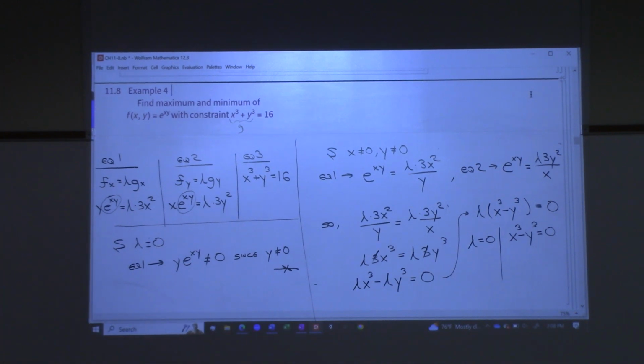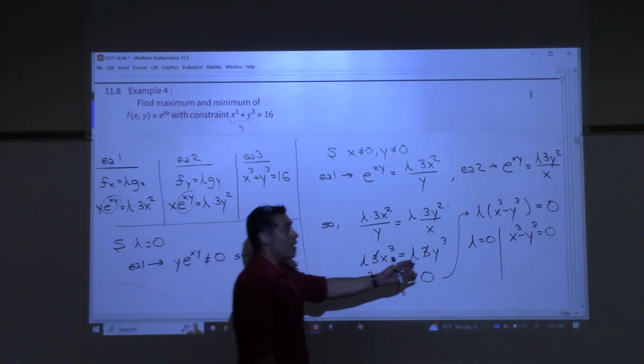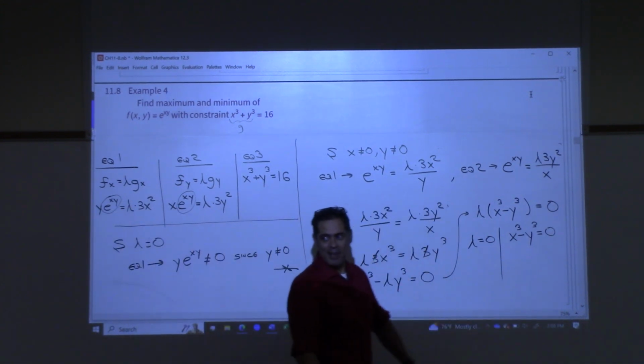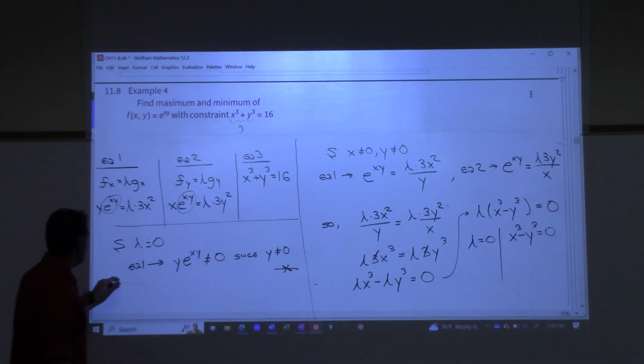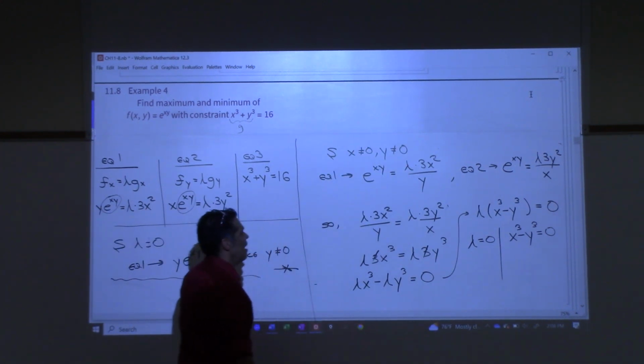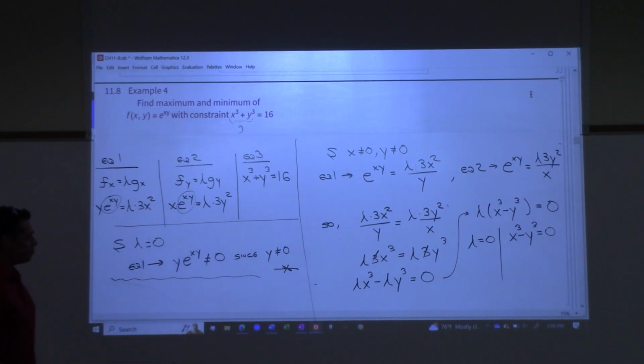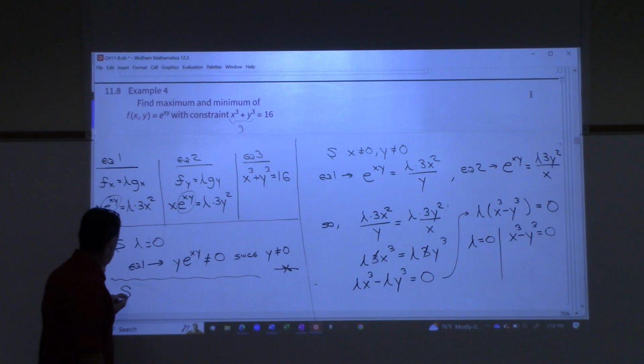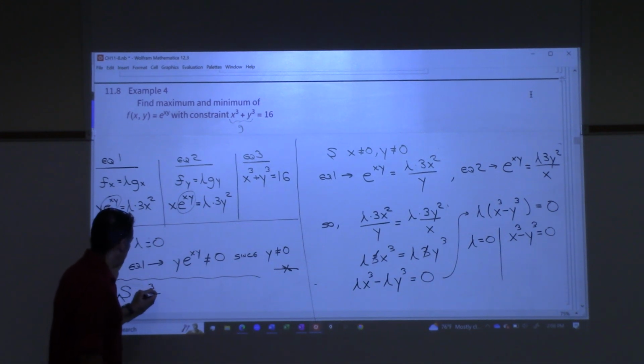So what do I still need to look at? X cubed minus y cubed has to be 0, right? This is like my only hope. This is the only hope I have left, that x cubed minus y cubed is 0. So still within this umbrella, I am now looking at this next scenario. Suppose x cubed minus y cubed is 0.